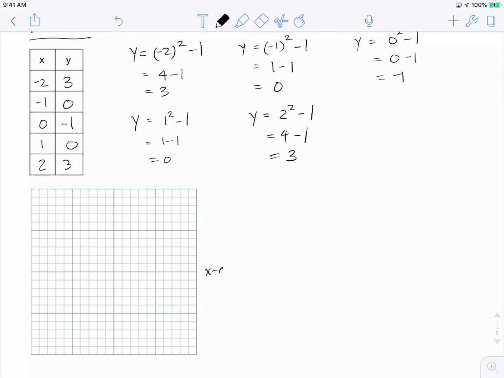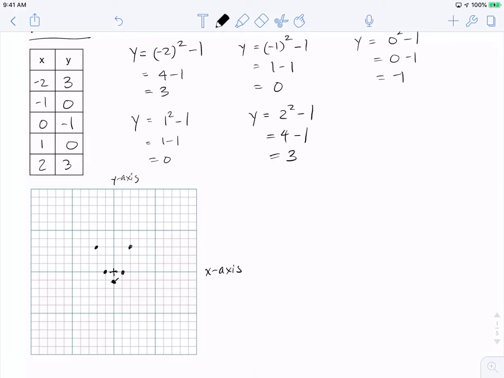So if I call this the x-axis, and this right here is going to be the y-axis, again, we know the origin is where the x and the y-axis cross, so let's plot our points. So negative 2, 3 is going to be right here. Negative 1, and this is the origin, just so you guys can see that's the origin. Negative 1, 0 is right here. 0, negative 1 is this point, 1, 0, and then 2, 3.